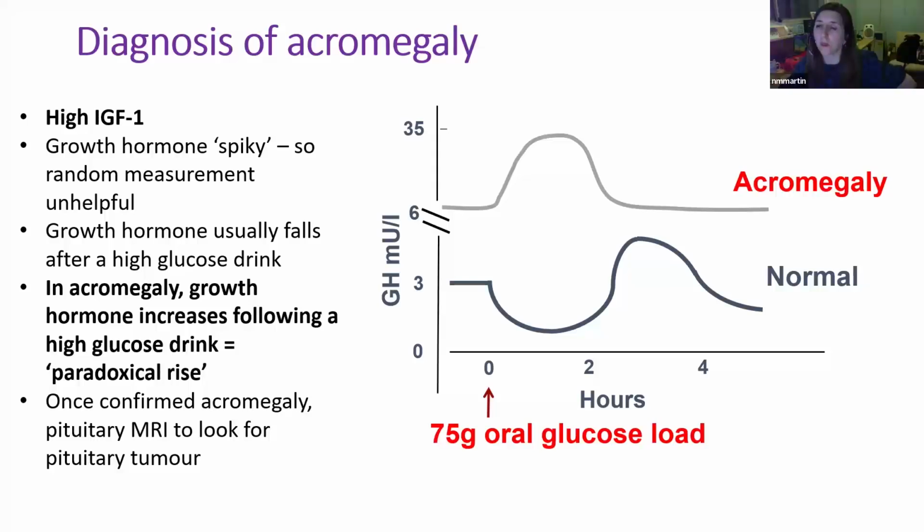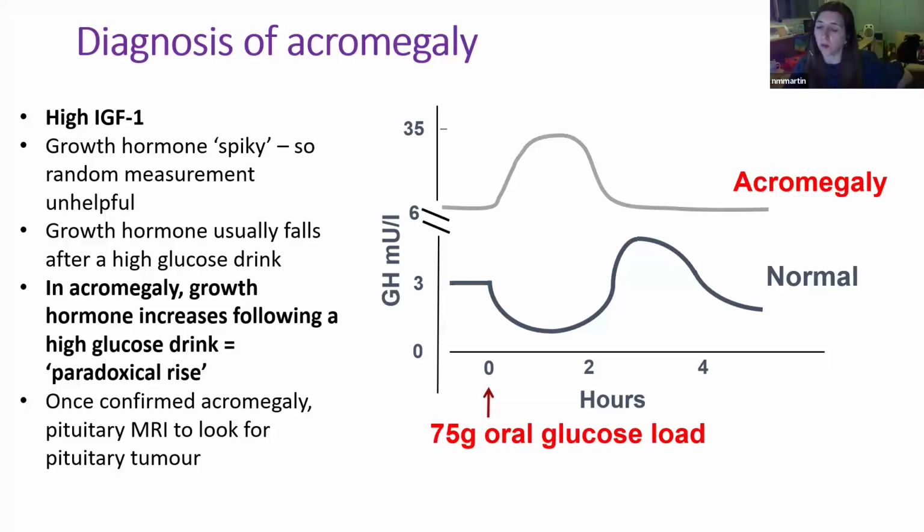The reason that we do this and we don't just measure growth hormone as a one-off is, as I've talked to you about, growth hormone goes up and down. It's a spiky hormone. So measuring a random growth hormone in clinic is not really going to be very helpful, because if it's high, is it because it's at the top of a spike? Is it low because it's at the bottom of a spike? Who knows? So we have to do something a little bit more complex than that.